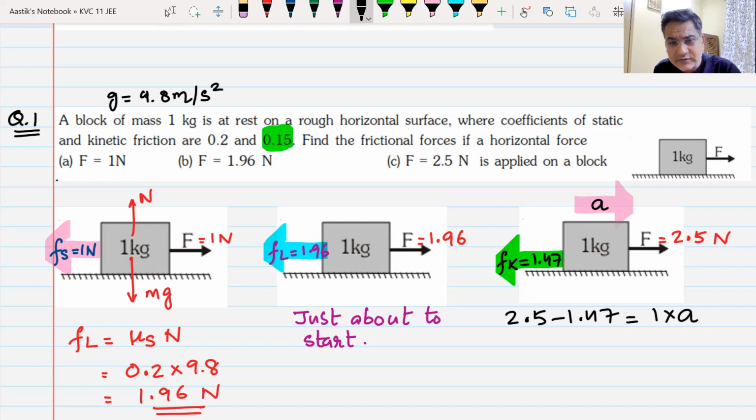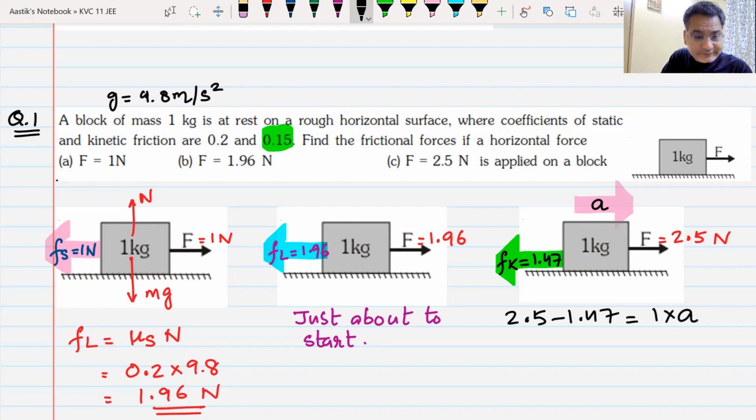Not every time will they give you the values of mu s and mu k separately. They will just give you the value of mu. Then you will have to be smart enough to understand that we will use it as static friction, and you will also use it as kinetic friction. If mu s and mu k are not given separately, whatever mu is given, we will use it wherever required. Do we understand this? Okay, then I will give one more question on the same thing.